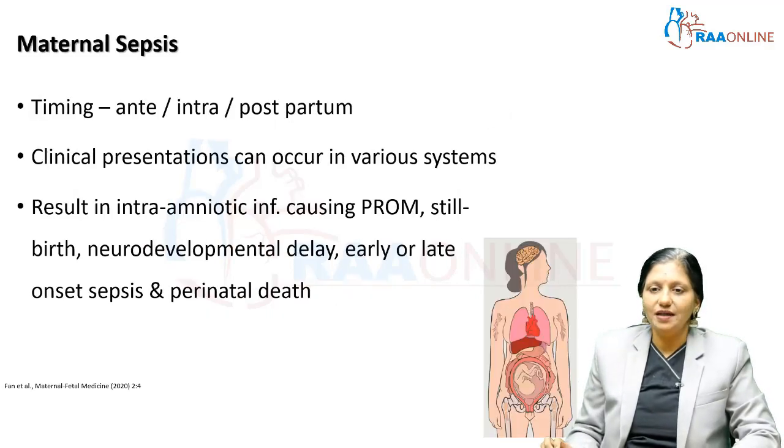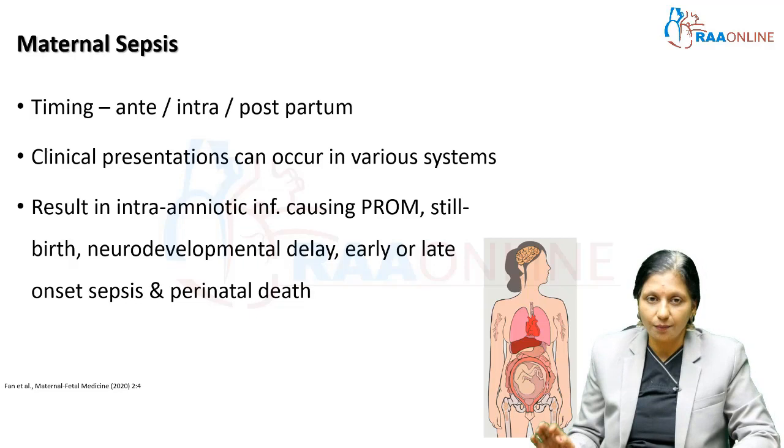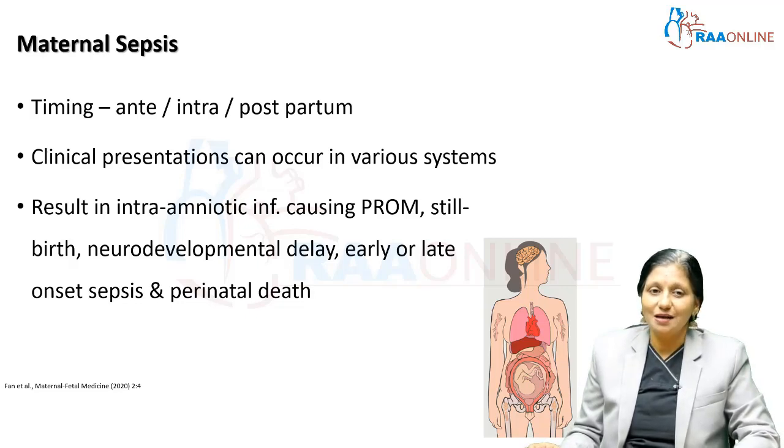Now, what are the timings a mother can get infected? She can get infected before labor, during labor, or after labor. Before labor, it is called antepartum. During labor, it is called intrapartum sepsis. After labor, it is called postpartum sepsis. Now, clinical presentations can occur in various systems. Maternal sepsis can result in intraamniotic infections causing premature rupture of membranes, stillbirths, neurodevelopmental delay, early or late onset sepsis, and it can also cause perinatal death in the newborn.